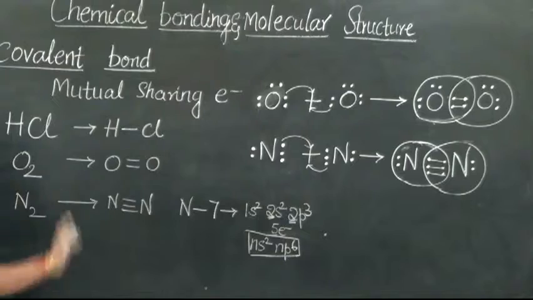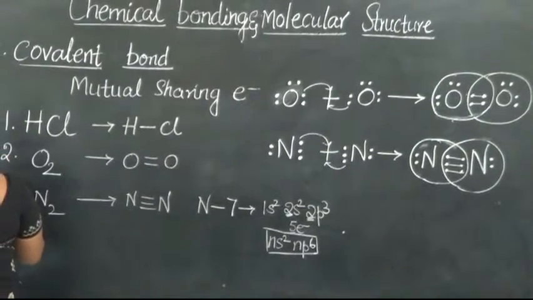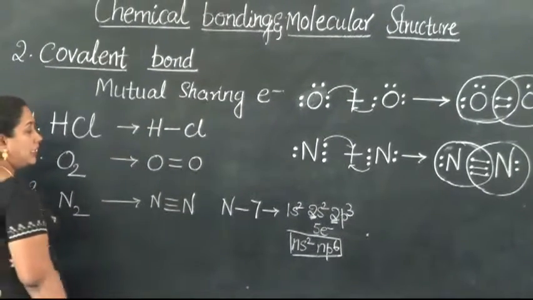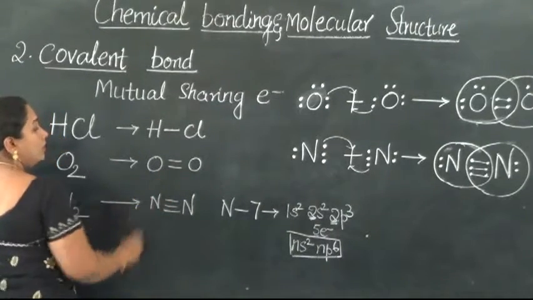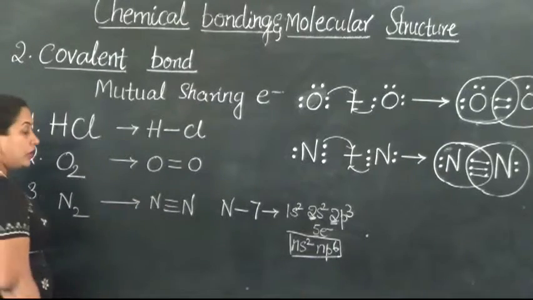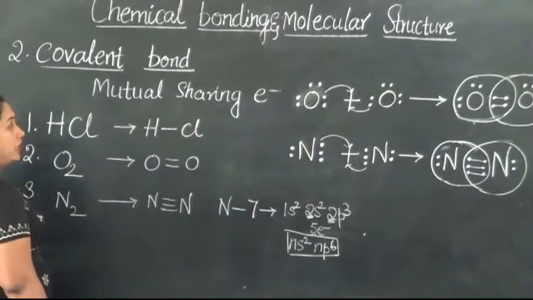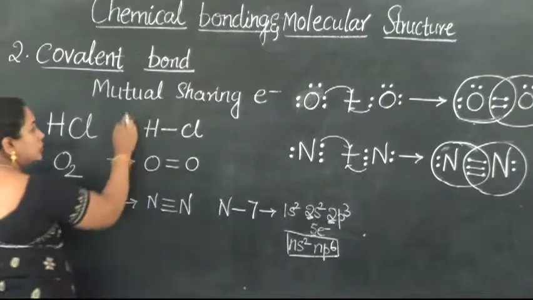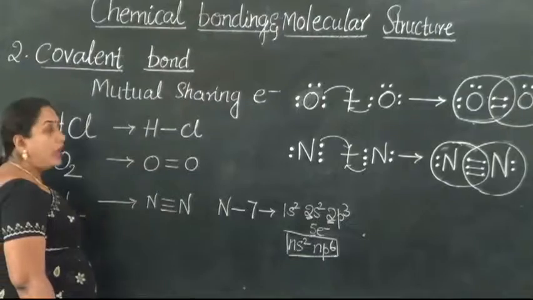So therefore there are 3 types of covalent bonds based on the numbers: singly covalently bonded molecules, where we learned the example of HCl; doubly covalently bonded molecules, where we learned the example of oxygen molecule; and triply covalently bonded molecules, where we learned the example of nitrogen molecule. So in general, how is a covalent bond formed? By the mutual sharing of electrons between the participating atoms.